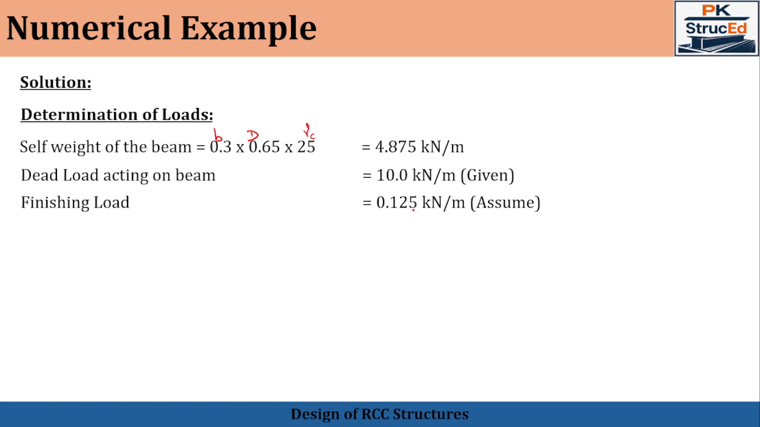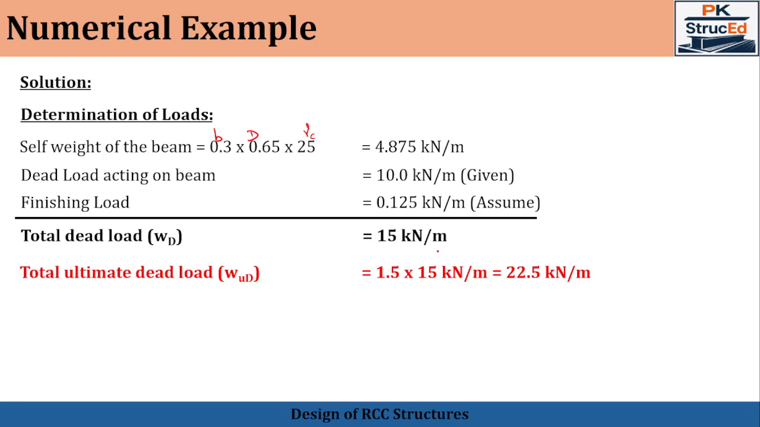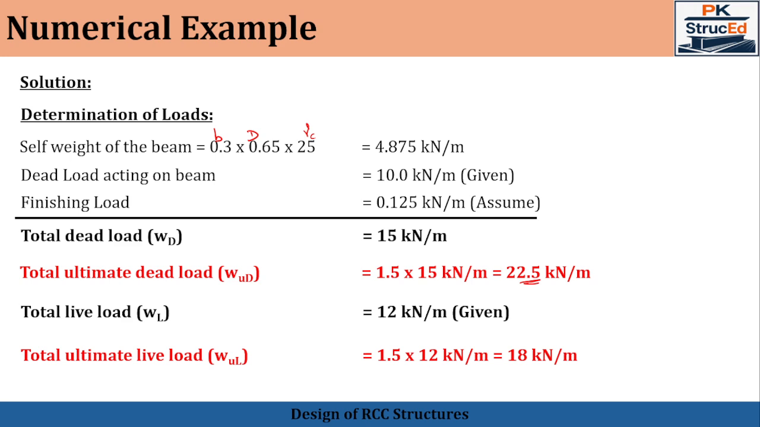See, unlike the simply supported beams, continuous beams consider the loads separately for dead as well as live loads. That's why the dead load and all the loads are combined together. So now we'll get the total service dead load as 15 kilonewton per meter, and the ultimate dead load is calculated by multiplying the service load with the 1.5 factor of safety, which comes as 22.5 kilonewton per meter. Similarly, the live load is given as 12 kilonewton per meter, and the factored live load will be calculated as 18 kilonewton per meter.